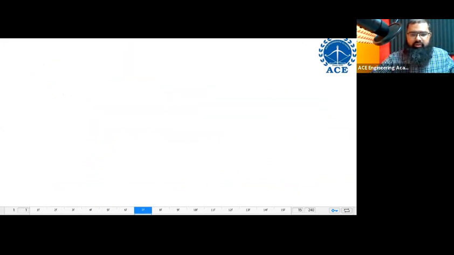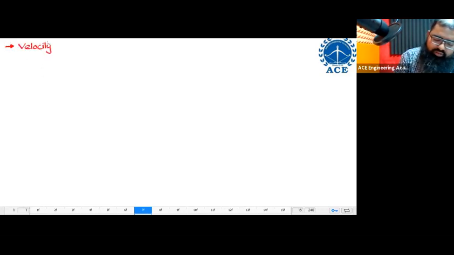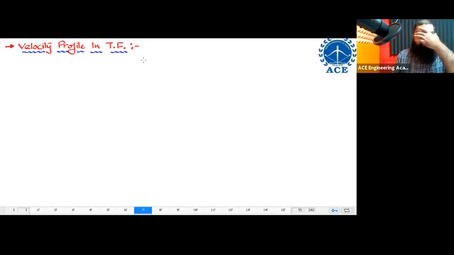Now let us talk about a particular concept which is known as velocity profile. Small concepts now. Some theoretical questions are possible. This concept is known as velocity profile in turbulent flow. Along with this, we are going to see some formulas also for velocity profile in turbulent flow.